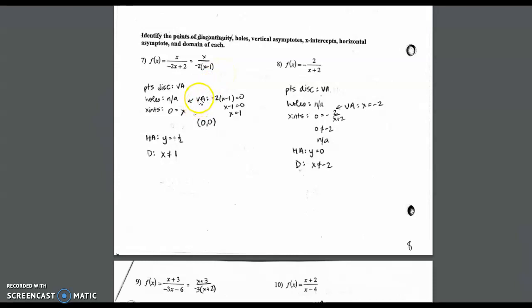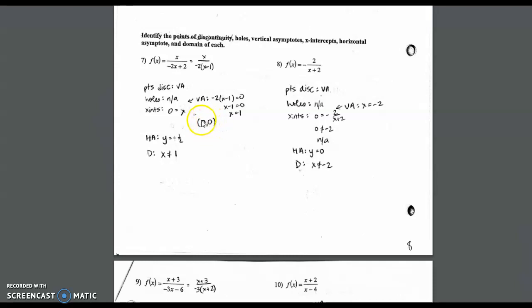To find the vertical asymptote, we take our denominator and set it equal to 0, which is what I've done here, and I solve for x. So my vertical asymptote would be at x equals 1. To find my x-intercepts, I set my numerator equal to 0. So I have my numerator of x equal to 0, so my x-intercept would be at 0, 0.